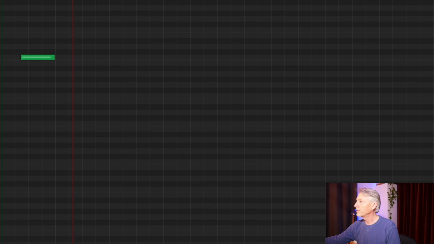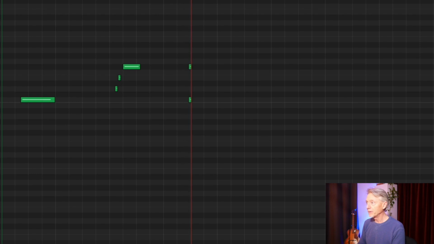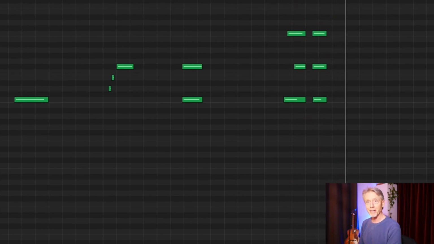Here's a C. And if I go up 3 whole steps, I'll get to F sharp. The interval between C and F sharp is a tritone. It has some unique qualities. For instance, it's exactly halfway between the octave. Can you see how beautifully symmetrical that looks?